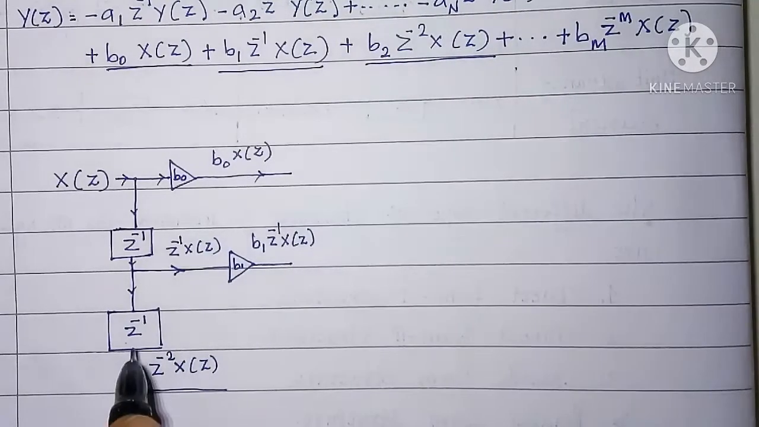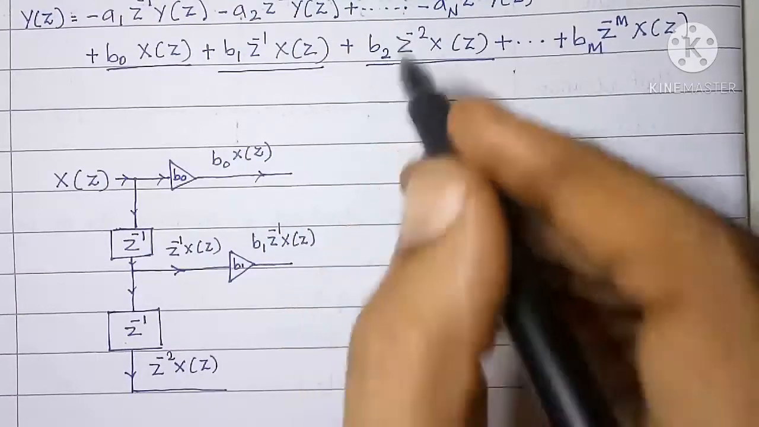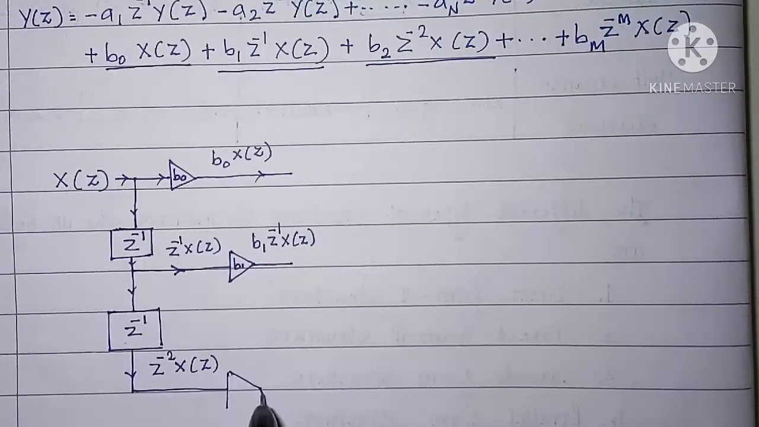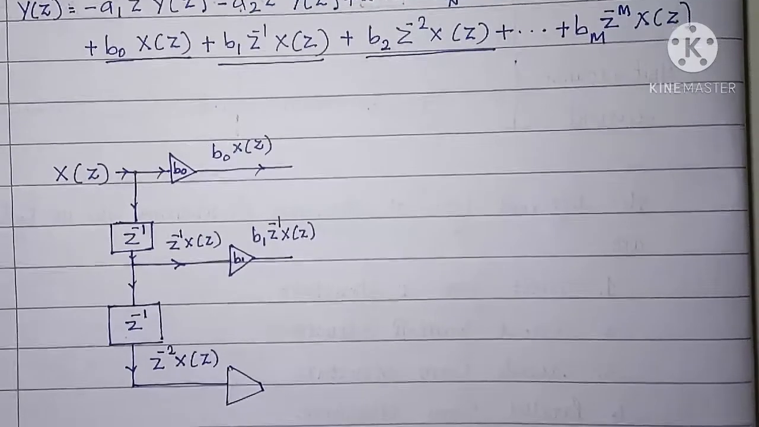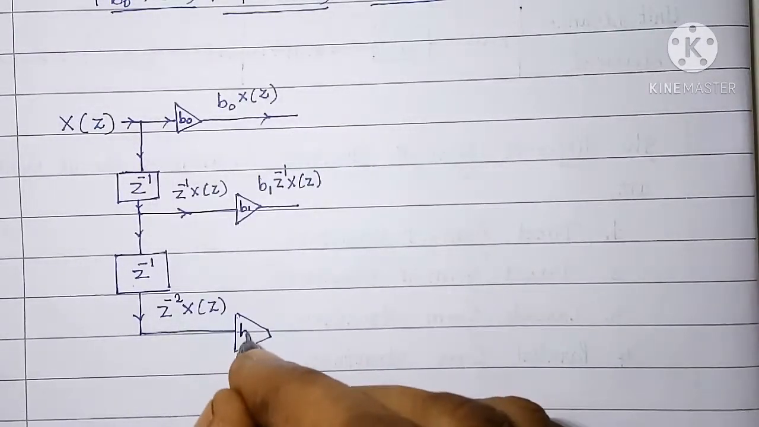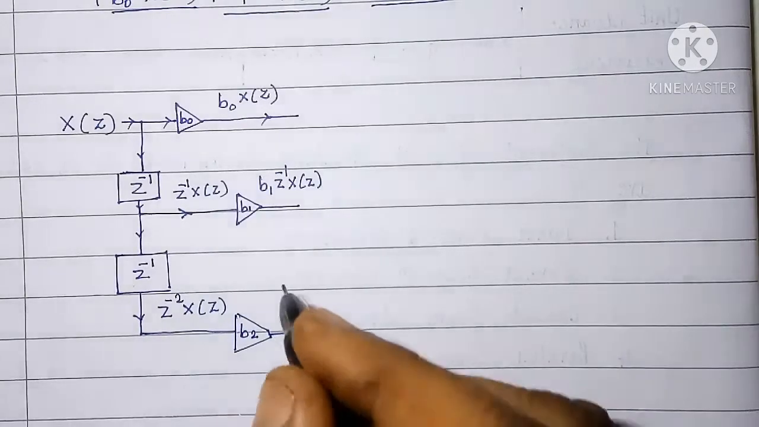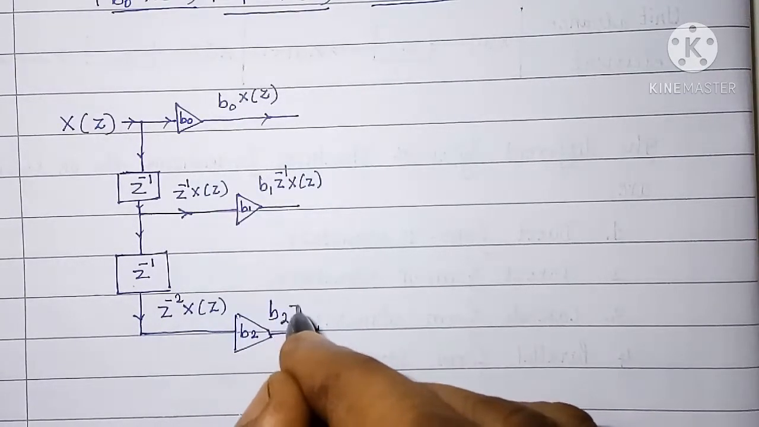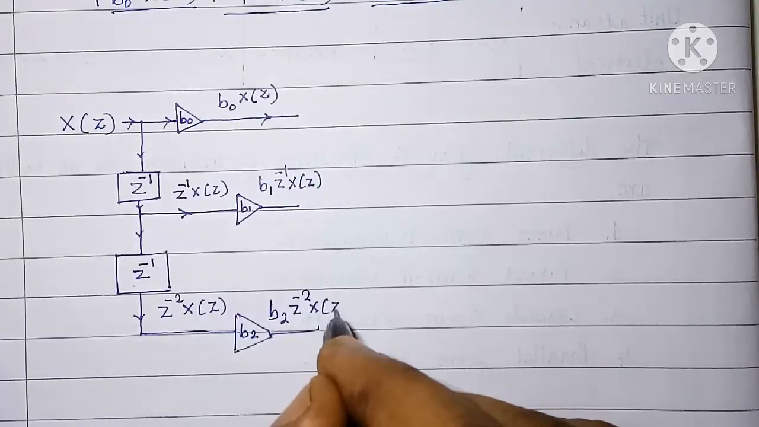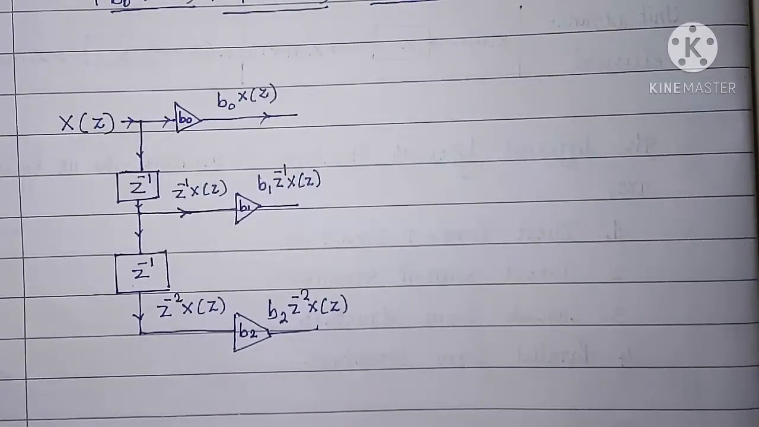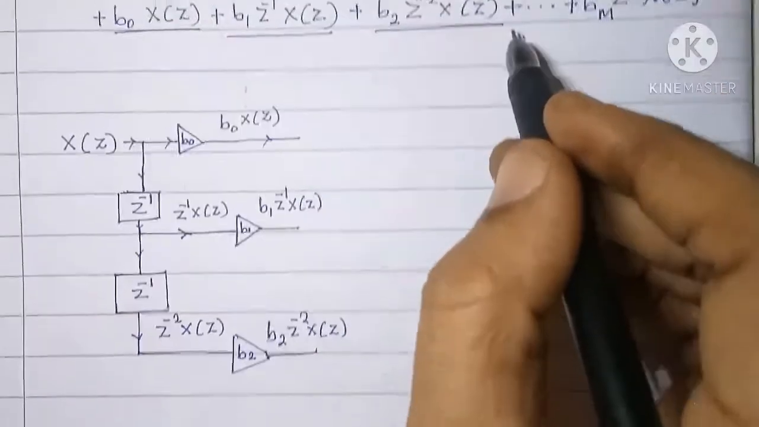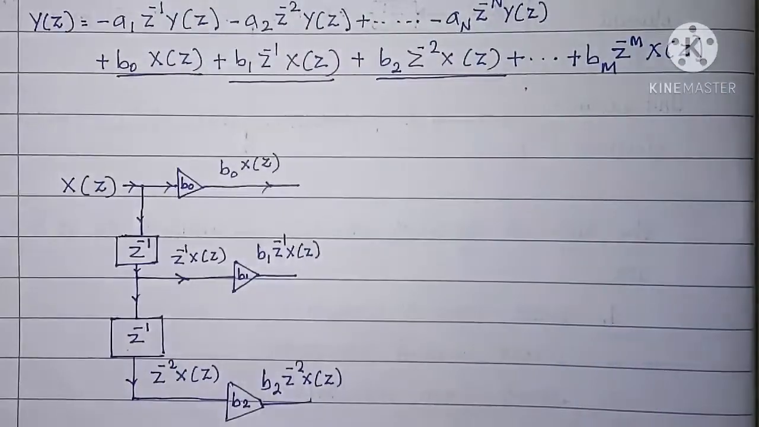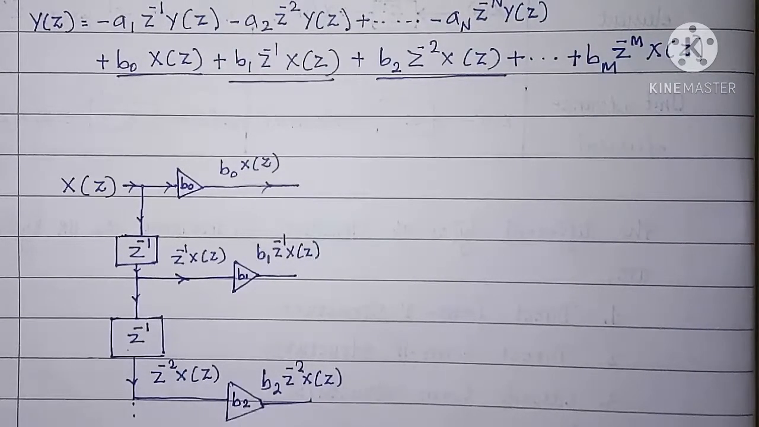Now this output of this delay box is to be multiplied by b2. So one more gain or multiplier box. So here b2. Output will be b2 into z raised to minus 2 into X of z. Next we are having here so on up to z raised to minus 1.